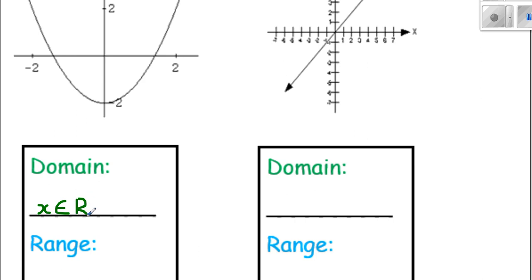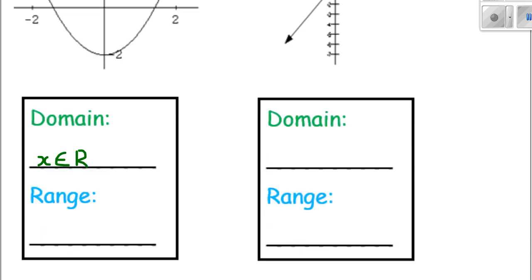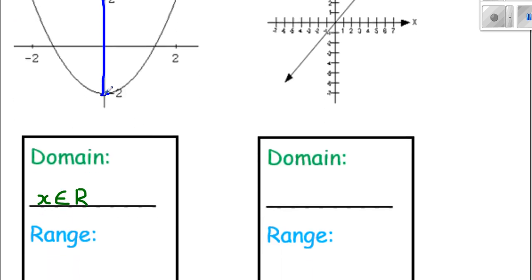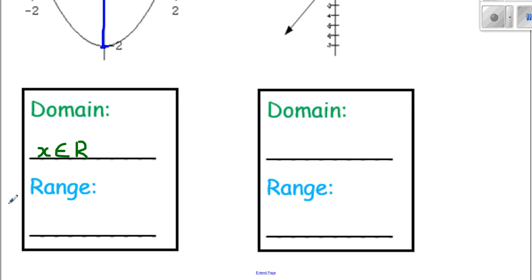Whereas the range of this graph, notice it's a quadratic. From here downwards, it doesn't exist. So the graph only exists from this point upwards, going on forever infinitely upwards. So we can say for y values greater than or equal to -2. See, the y coordinate of the vertex is at -2, and it's going upwards from there. So y values that are greater than or equal to -2.